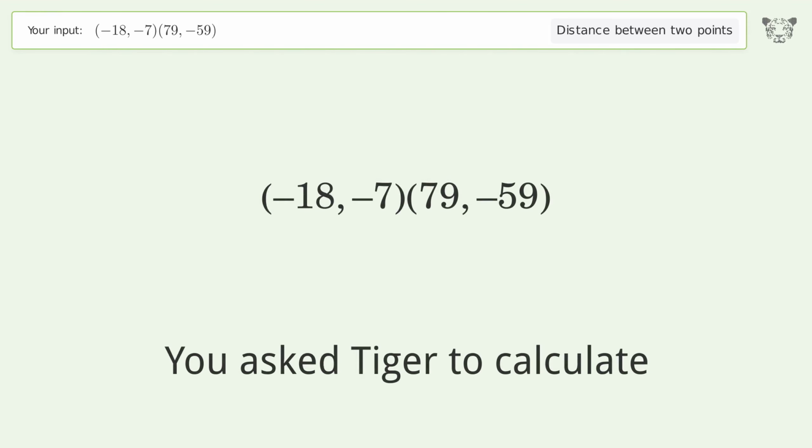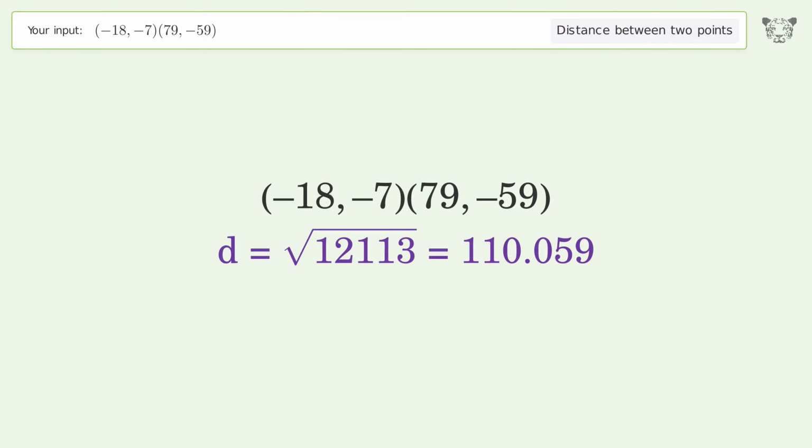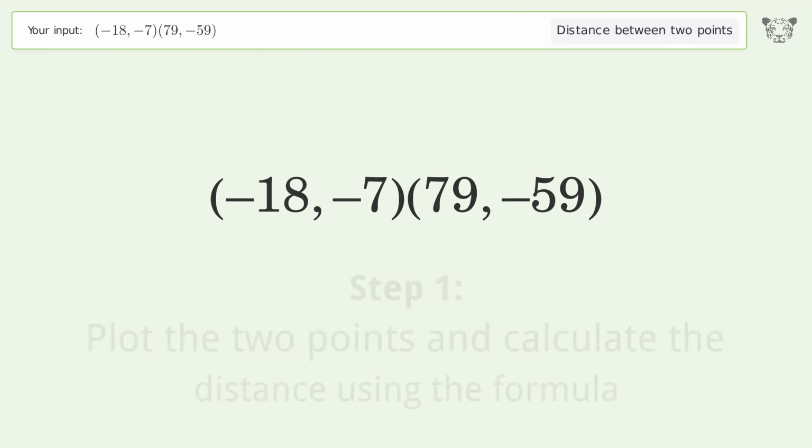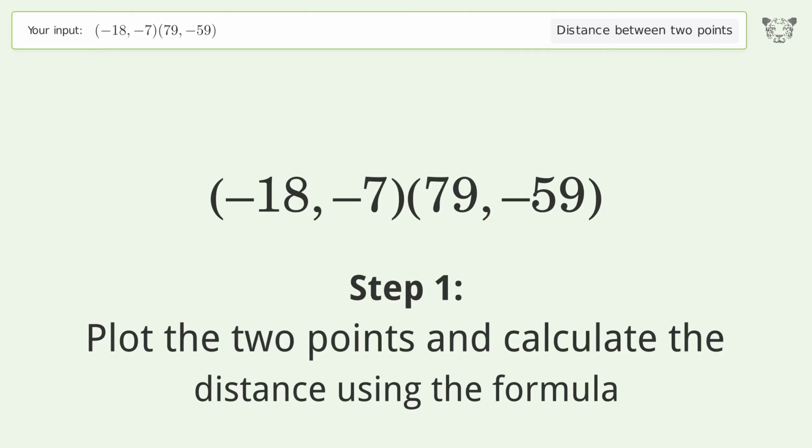You ask Tiger to calculate. This deals with the distance between 2 points. The distance between the 2 points is the square root of 12,113 or 110.059. Let's solve it step by step. Plot the 2 points and calculate the distance using the formula.